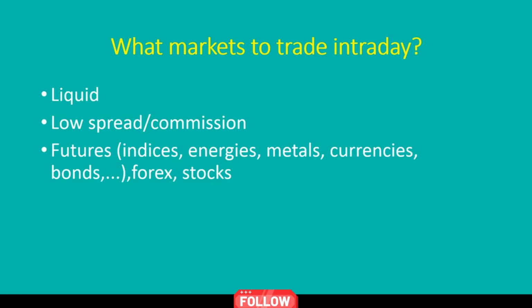So now I'm going to talk about what markets to choose for intraday trading. The first rule is to go for liquid pairs. You can tell that a trading instrument is liquid when it's popular, when a lot of people trade it. The advantage of a liquid market is that the risk of getting slippage is quite low, and liquid markets usually have low spreads and low commissions. This is quite essential for intraday trades.